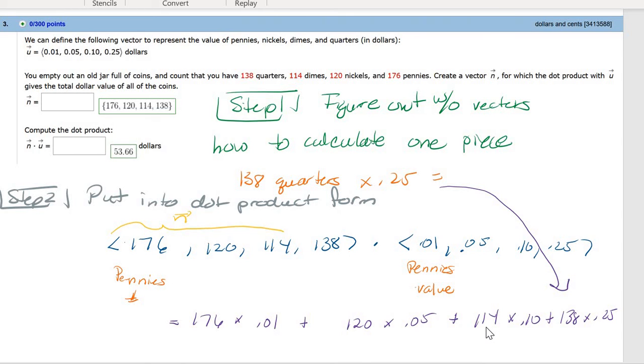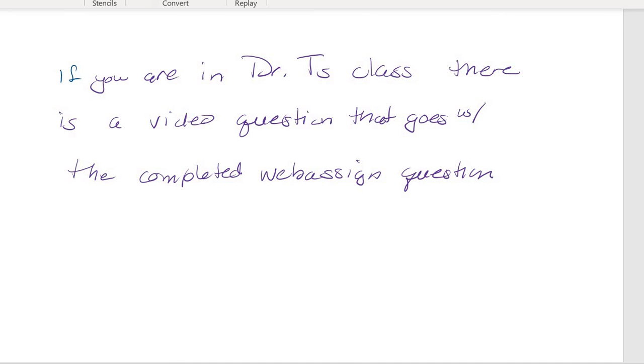Now, the dot product of two vectors is a number. It's not multiplication. I have a video question for you that's asking you about this. It's super important that you understand that the dot product is taking two vectors. These are two four-dimensional vectors, and when you take the dot product of those two vectors, you get a resultant number. So if you're in my class, you have a video question that goes with the question that we just completed.